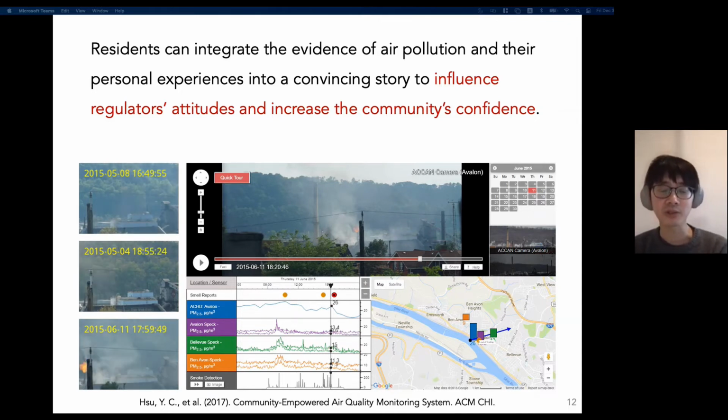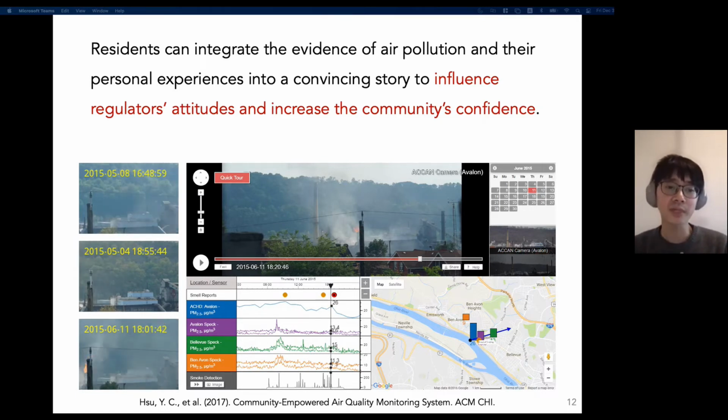So now, when communities have this system, they can point at it and say, oh, look, there are emissions coming out from the factory. And then the PM 2.5 sensor readings go up. And then the wind direction goes from the factory to the community. So all this evidence, when combined together with personal stories, becomes very strong and actually influences the attitude of regulators.